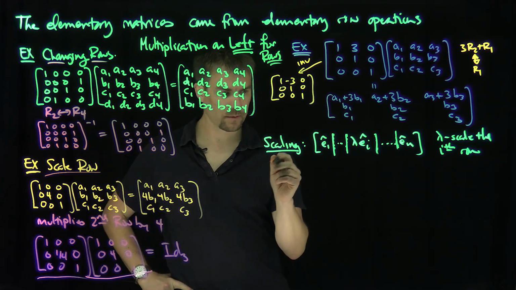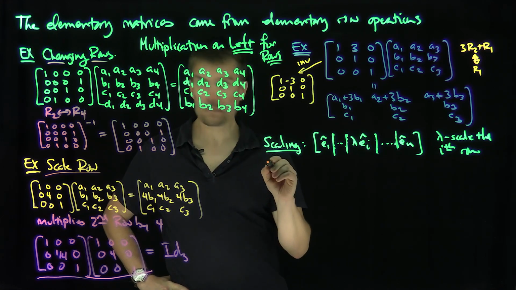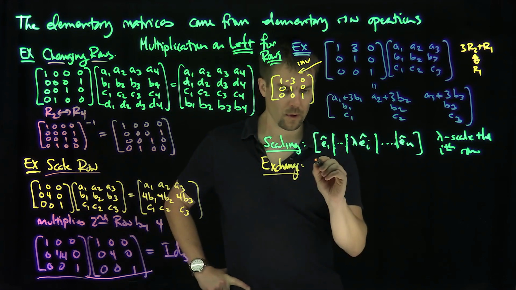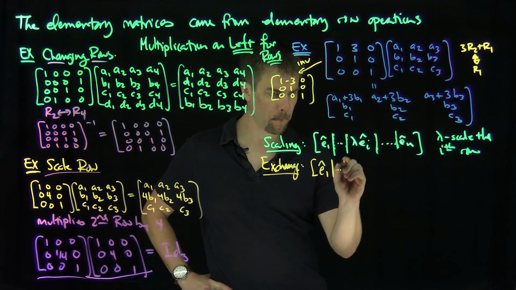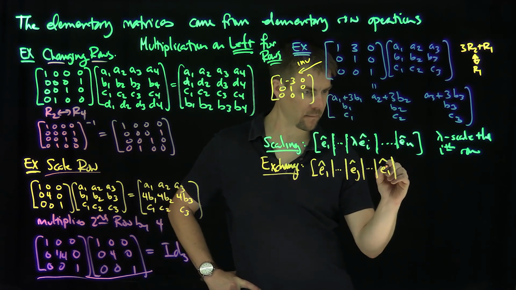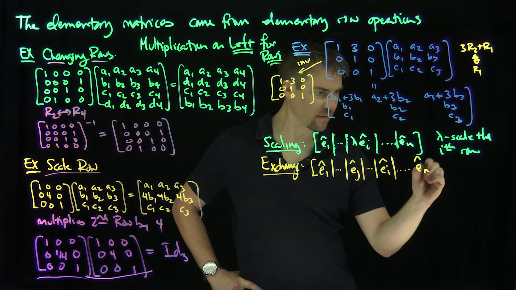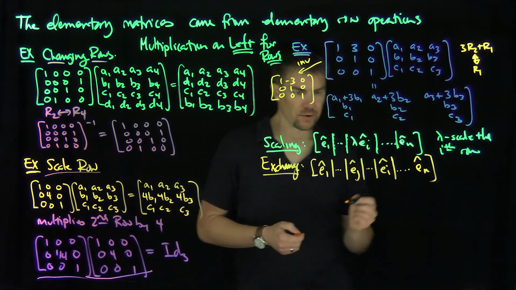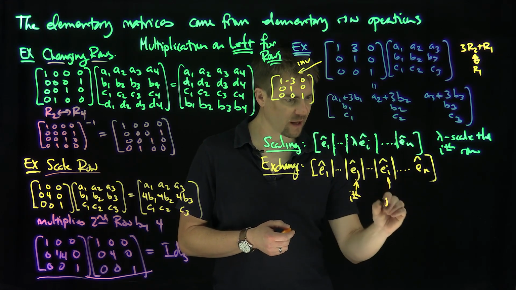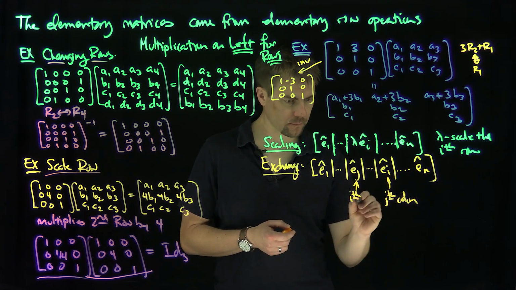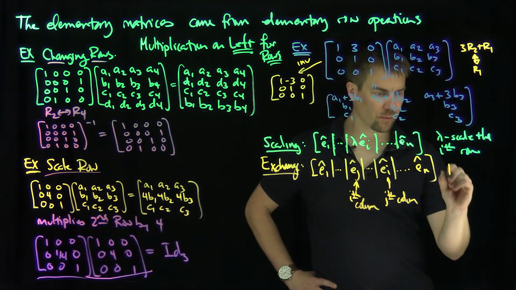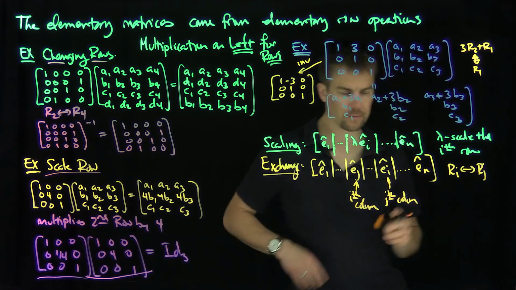Then we have our swap, our exchange. We'd have e1 hat, e hat j, e hat i, e hat n. Well, what have I done over here? That would be the ith column over here, and this would be the jth column. And this is interchange. Row i turns into row j.